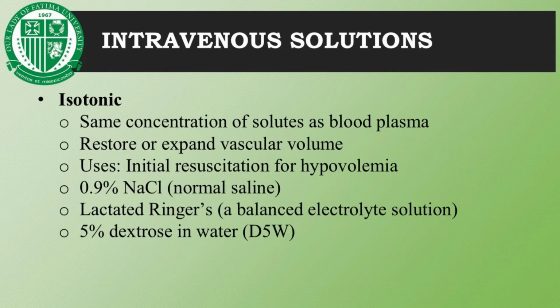Isotonic solutions are solutions with the same concentration of solutes as blood plasma. These fluids are used to restore or expand vascular volume without causing a fluid shift between compartments. The examples are 0.9% sodium chloride, often used for fluid resuscitation in hypovolemia, shock, or dehydration, and can be administered with blood transfusions as it doesn't cause hemolysis.